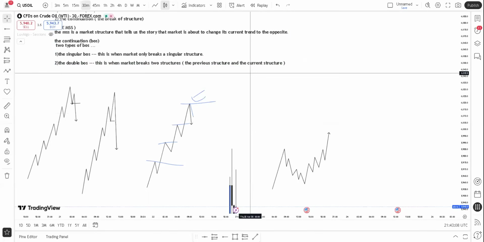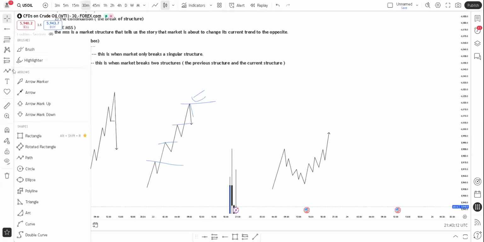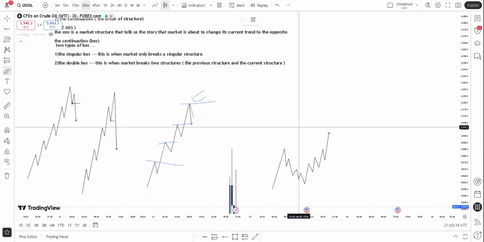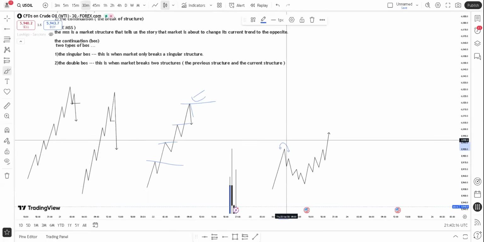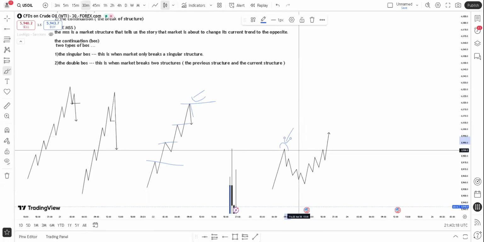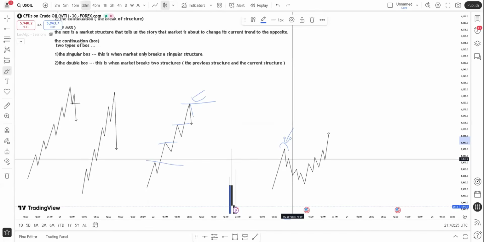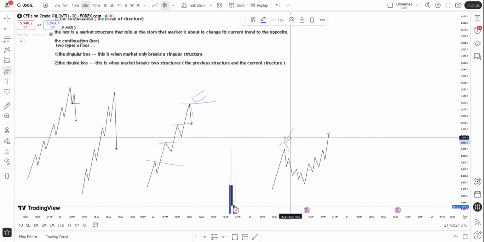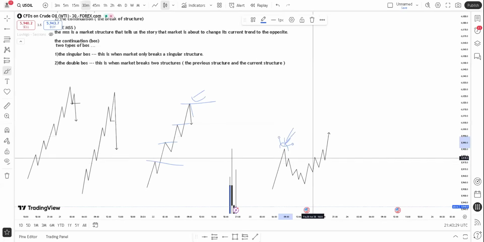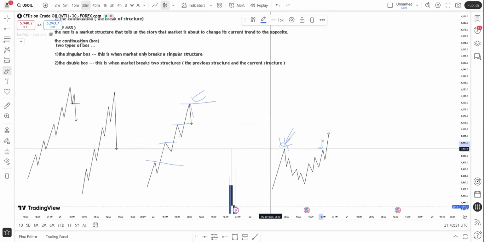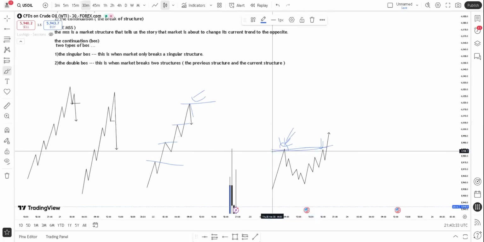Correct. Current structure. So what just technically happened here? This is a what structure? This break of structure is being created internally. Now, sometimes you can see it internally, and sometimes you can see it externally. This can be a structure of, let's say, one week ago, and this is the new structure of this week. The market can be reacting from this structure as a resistance level.